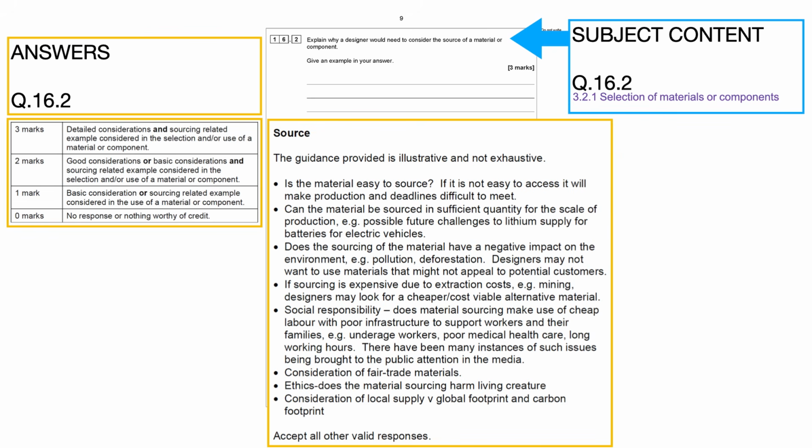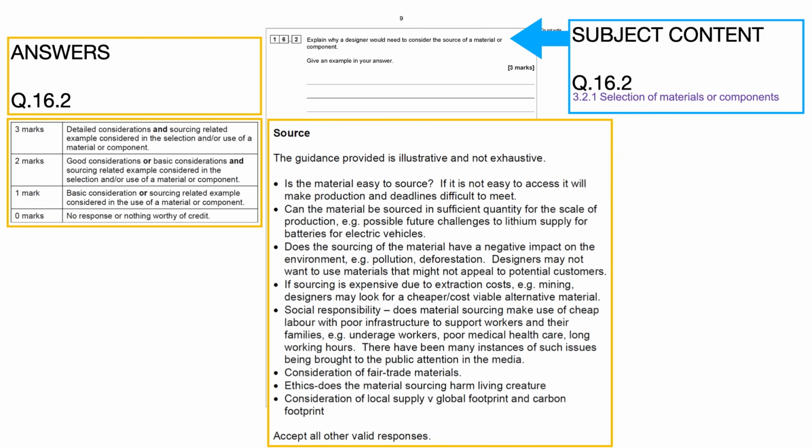Is the material easy to source? If it's not easy to access, it will make production and deadlines difficult to meet. Can the material be sourced in sufficient quantity for the scale of production? For example, possible future challenges to lithium supply for batteries for electric vehicles. Does the sourcing of the material have a negative impact on the environment? For example, pollution, deforestation. Designers may not want to use materials that might not appeal to potential customers. If sourcing is expensive due to extraction costs from mining, designers may look for a cheaper, cost-viable alternative material.